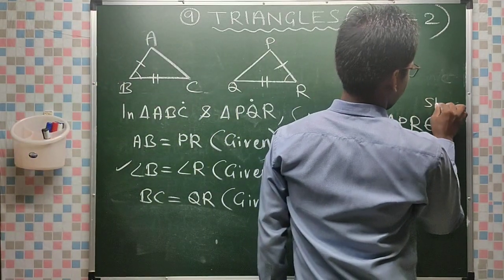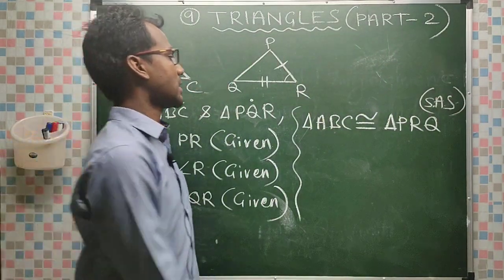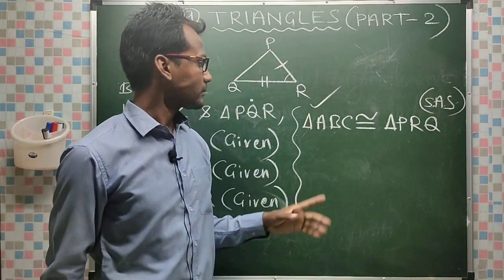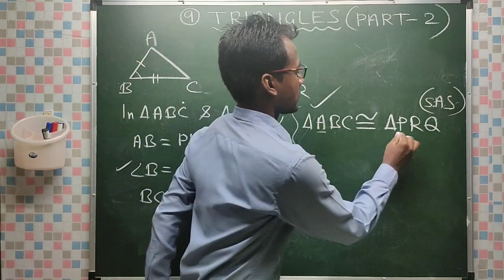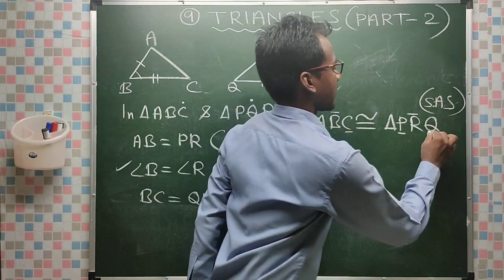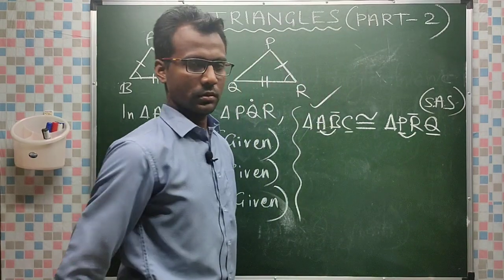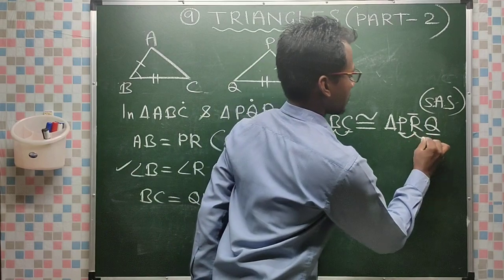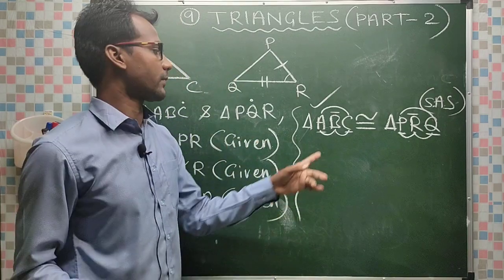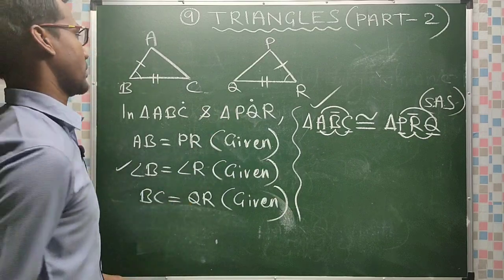This is called the SAS postulate. Okay? Then once you get the order, you get everything from the order. You don't need to look back. Angle A is equal to angle P. Angle B is equal to angle R. Angle C is equal to angle Q. Okay? Then AB is equal to PR. Okay? BC is equal to RQ. Last is CA is equal to QP. You will get everything from the order. Okay? So this is SAS postulate, the third postulate.